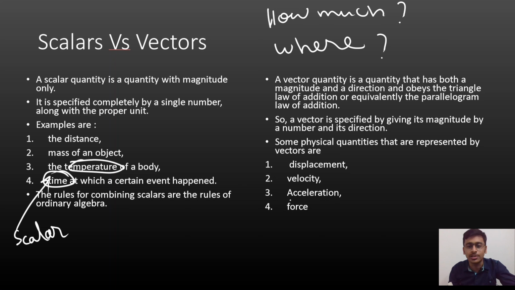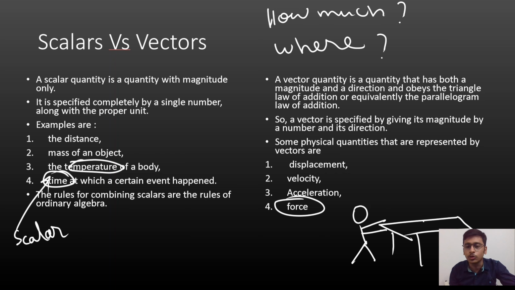For example, force. If I were to, let's say, push a table, correct? I am applying some force in that direction, right? So it answers where you are applying force, and I can tell I am applying that force in that direction. So it gives a sense of direction. So it is a vector quantity.